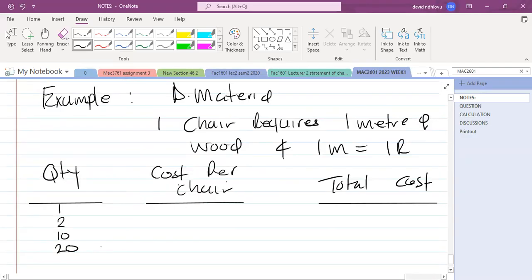Remember, each chair requires 1 meter, and each meter requires what? R1. So therefore, to produce 1 chair, the cost is R1.